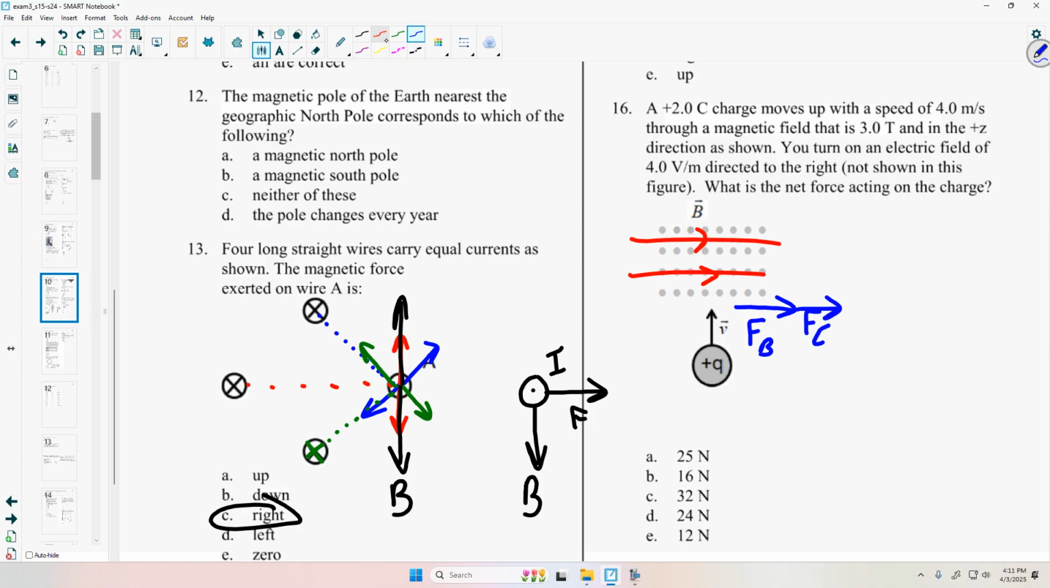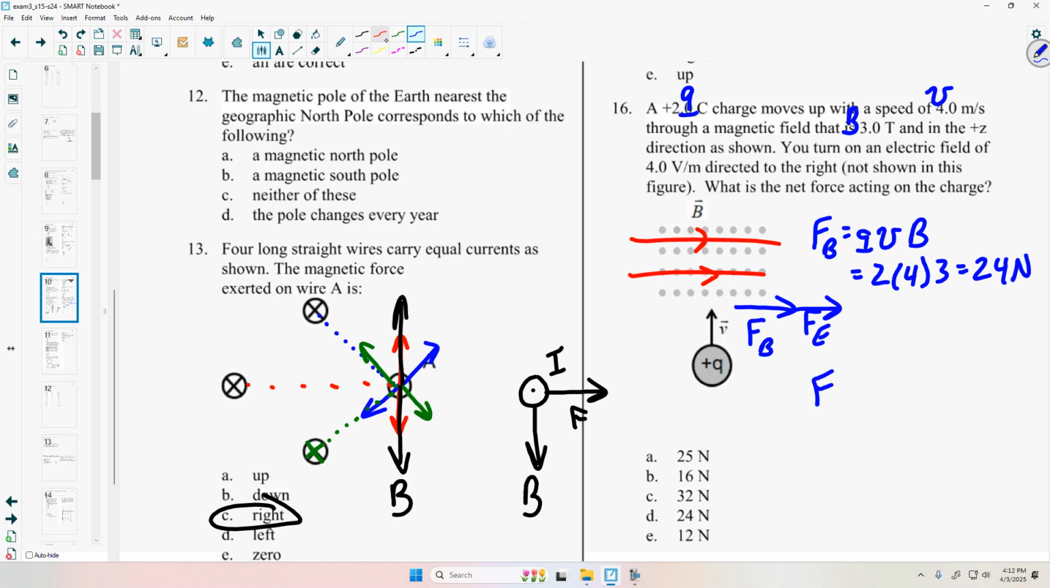Remember, the electric force is in the same direction as the electric field for positive particles. For negative particles, it's the opposite direction. Okay? Then I know both of these are in the same direction, so now I need to determine the magnitude of each force. The magnetic force, FB, is just QVB. That's going to be 2, this is Q, this is V, this is B, 2 times 4 times 3. That's 8 times 3, 24 newtons.